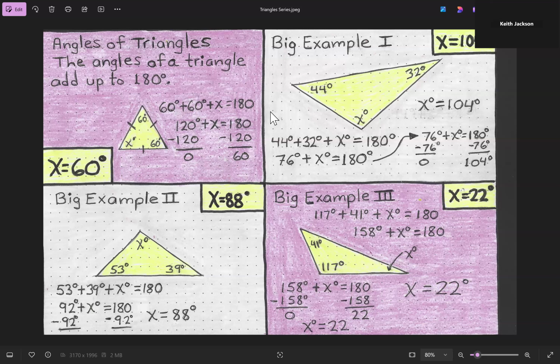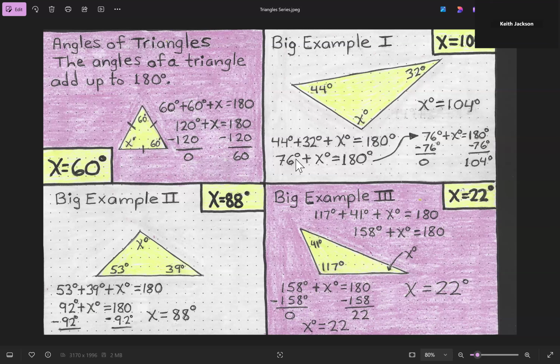Now let's take a look at example number one to help us better understand this concept. So let's say within this triangle, we have an angle of 44 degrees and an angle of 32 degrees. But what is the value of this unknown angle right here? Well, all we have to do is, again, set it equal to 180 degrees, because the interior angles of this triangle must add up to 180 degrees.